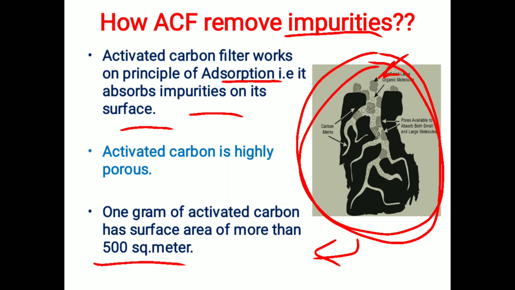Okay, so this is how this activated carbon filter removes impurities. After some time these cavities get filled with impurities. When all these cavities or pores get filled with impurities, then our activated carbon filter will not work properly. Its efficiency decreases. In such a case we have to replace this activated carbon and fill with new activated carbon which has fresh, empty pores, capable of absorbing more impurities. Okay, so this is how our activated carbon filter is working.